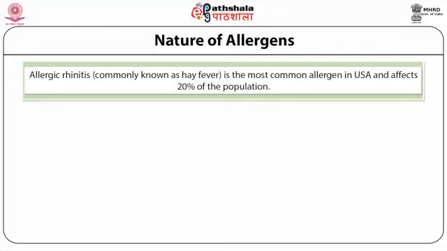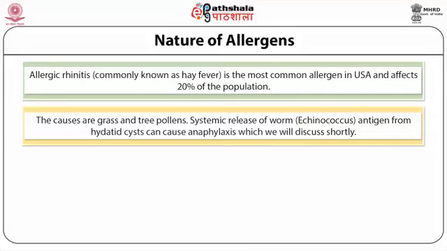Allergic rhinitis, commonly known as hay fever, is the most common allergy in the United States of America, and there it affects 20% of the population. The causes are grass and tree pollens. Systemic release of worms, Echinococcus antigen from hydatid cysts can cause anaphylaxis, which we will discuss shortly.